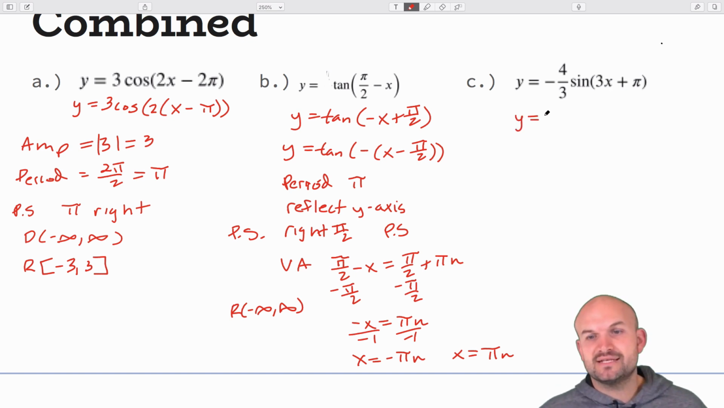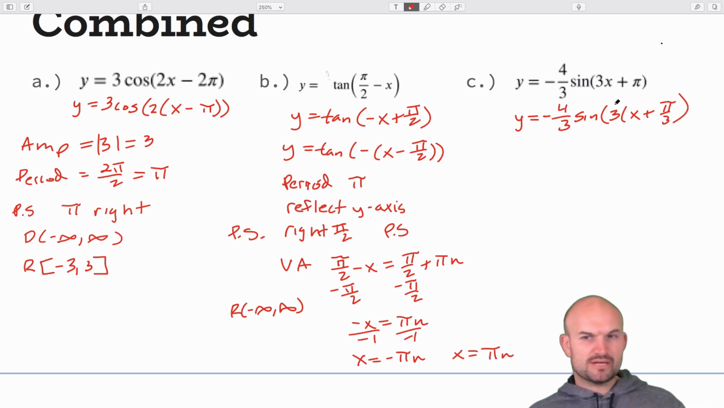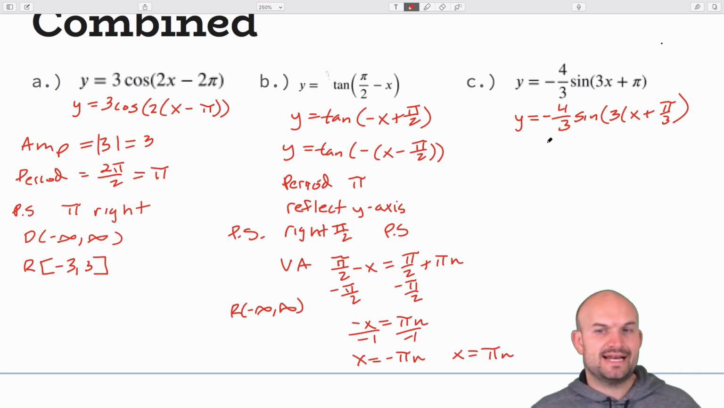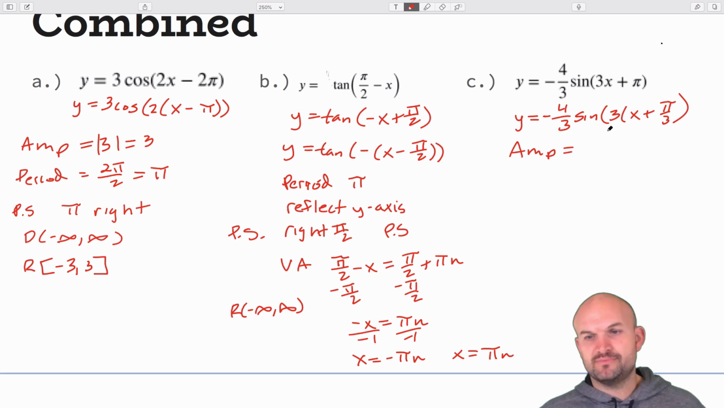So I can rewrite this as -4/3 times sine of 3 times x plus pi thirds. And again, double check my work. 3 times x is 3x. 3 times pi thirds is pi, right? So when you're factoring out, you really are dividing out. You're really dividing by 3. So the amplitude, again, is going to be the absolute value of -4/3, which is just 4/3.